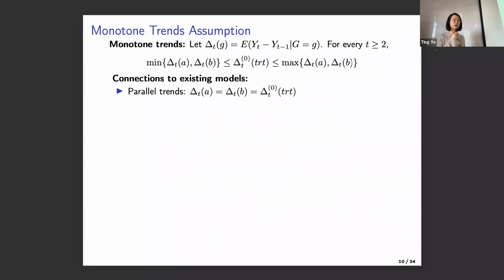So this assumption can be related to some existing models that people use. For example, the parallel trends assumption assumes that the change in outcome for every group, and also for the counterfactual treated group, will be equal. So this is included in our framework as a special case.